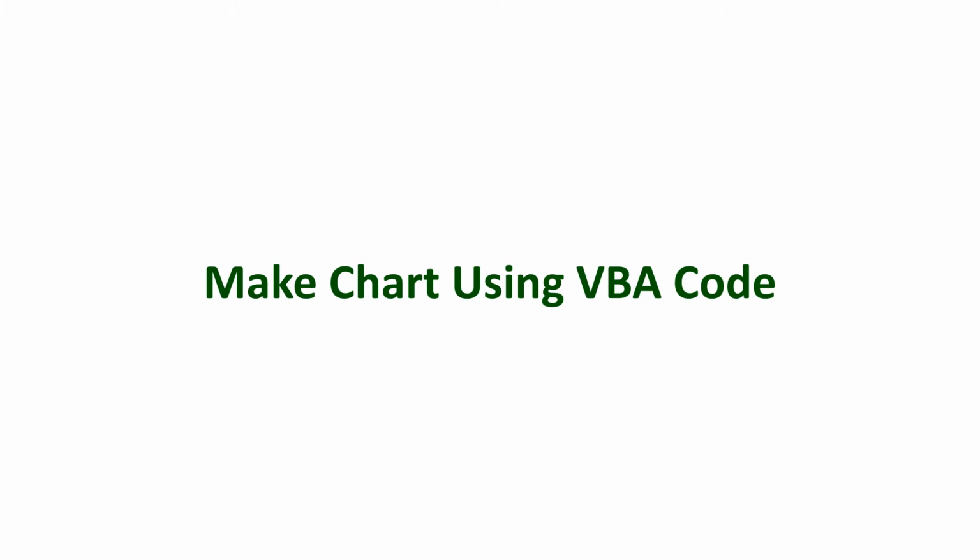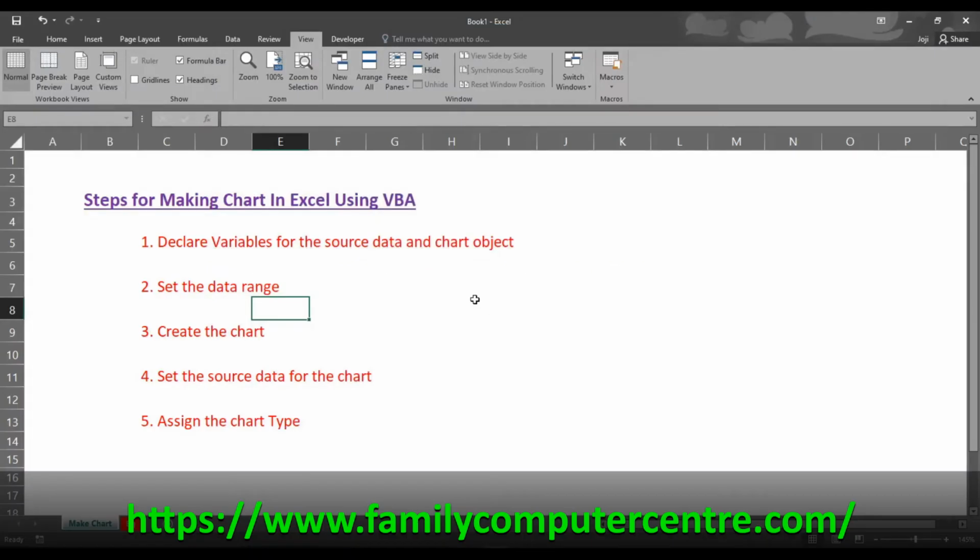In this video, we are going to discuss how to make a chart using Excel VBA code. These are the 5 steps for making a chart using Excel VBA. First, we have to declare variables for source data. Source data means chart source data and the chart object.